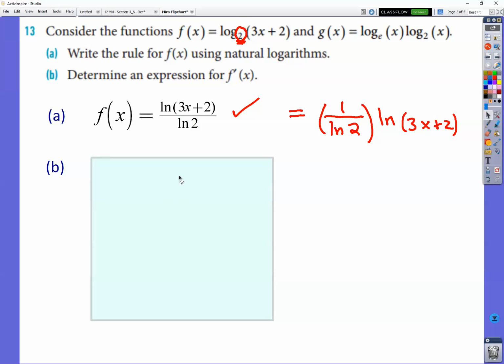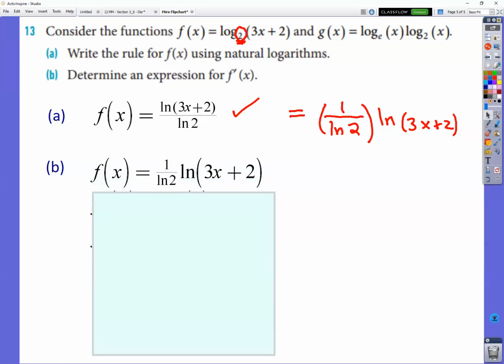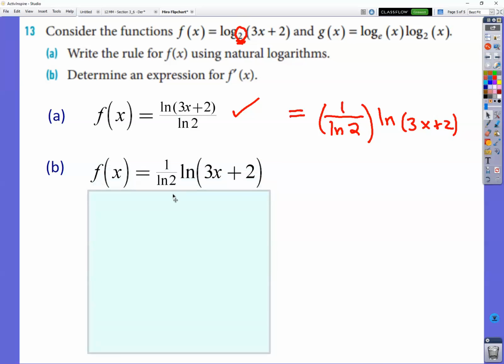So in fact, I might have done that first, I think. Yeah, that's what I did there. My first step, I'll put the 1 over natural log of 2 out the front. And that's just a number now. So you just keep copying that down. You don't find its derivative, just copy it and use your chain rule on this. So what's the derivative of the inside function? 3. 3, yep. So it's going to be that times 3.